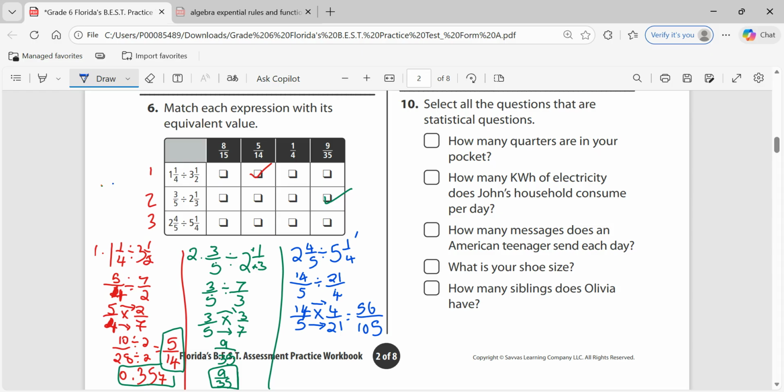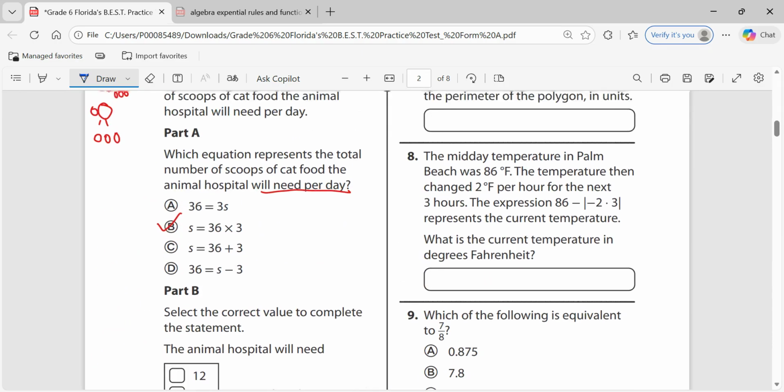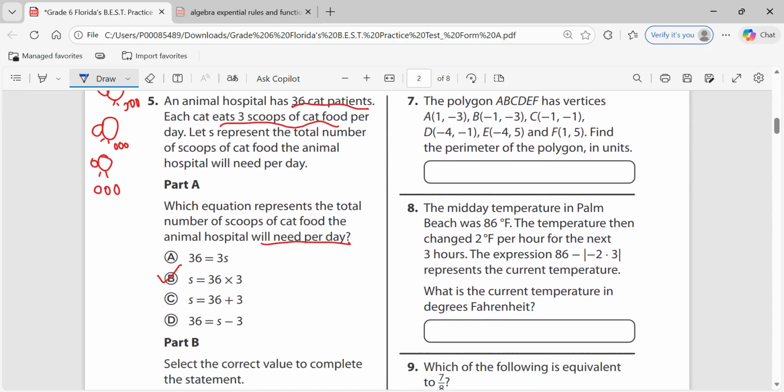Well, I know that's not 1/4. It's got to be that 8/15. Let me go ahead and divide 8 divided by 15, and boom, I see they match. That is my answer. We have 4 more to go.